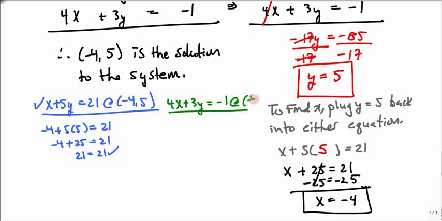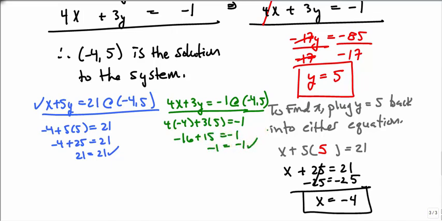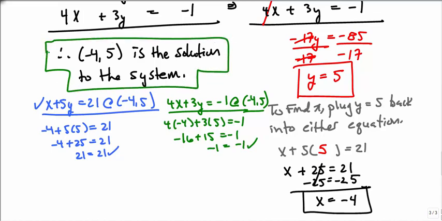And then I have 4x plus 3y equals negative 1. And we're checking this at negative 4, 5. So I have 4 times negative 4 plus 3 times 5 equals negative 1. Negative 16 plus 15, negative 1 equals negative 1. So this checks. So I'm confident that this is my correct solution. So that's how you solve systems of equations.